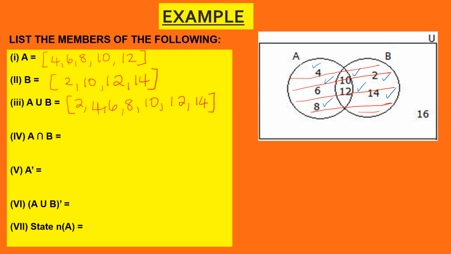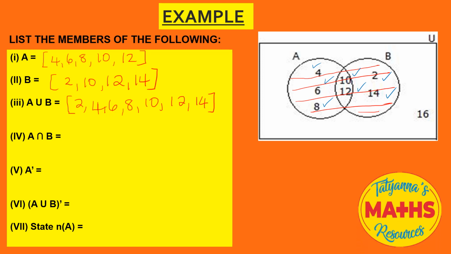Now we're at part 4. A intersect B. Okay, let's erase what we had from the question before. So that represents this little space here. What is common? So that's 10 and 12. 10, 12.